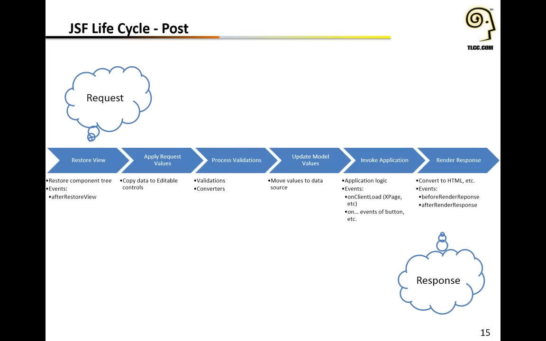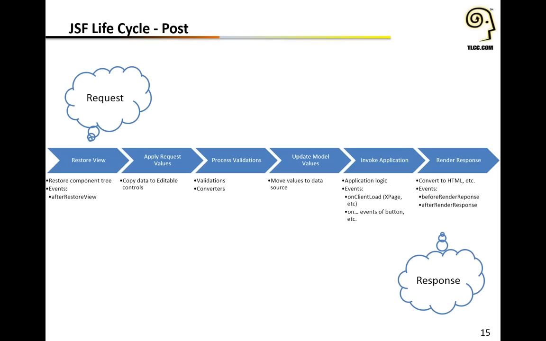Assuming the validation and conversion worked, then we want to move the values to our data sources. In this case, many times our data source is our Domino document. So the data gets moved to the Domino document that's in memory. And then we do what's called the invoke application phase. These are all the events on the XPage, like the on-click event or on-change event or on-client load. All the events on the XPage get invoked in this fifth phase, the invoke application phase.